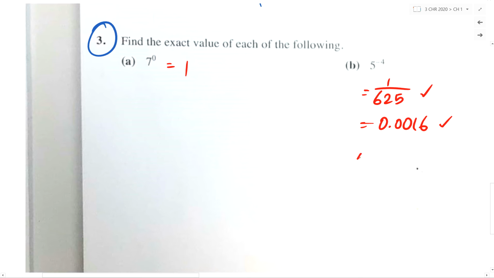What if I do this? Oh, I think I should round to 3 dp. 0.002. Is this now correct? No. You have to think. It's not correct. Why? Because they want the exact value. And over here, this symbol is for rounding off. It is an approximation. Okay? So know the difference between all these things, yeah?